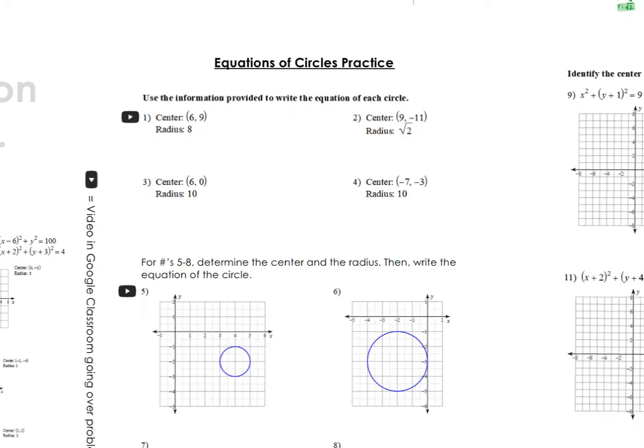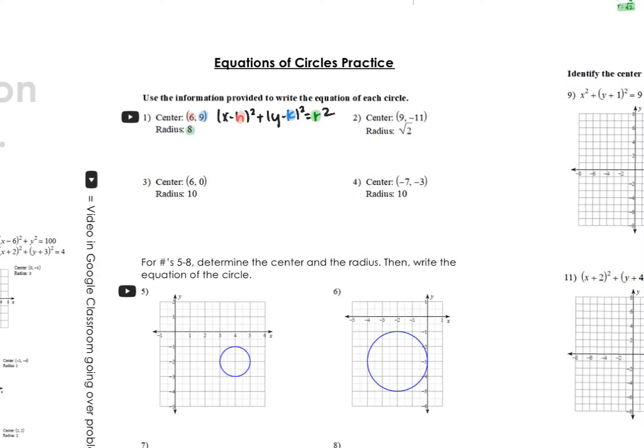Okay, so now for the practice problem. So number 1 says write the equation of the circle, and we're given the center and the radius. So using the equation of my circle, it's x minus h squared plus y minus k squared equals r squared. So I have h, which I'm going to plug in for h. I have k, which I'm going to plug in for k. And I have r, which I'm going to plug in for r.